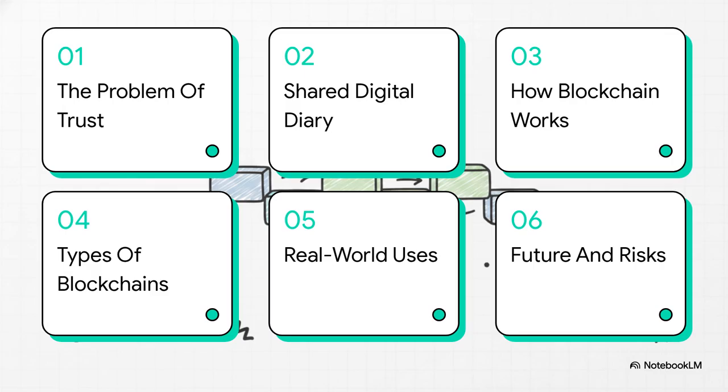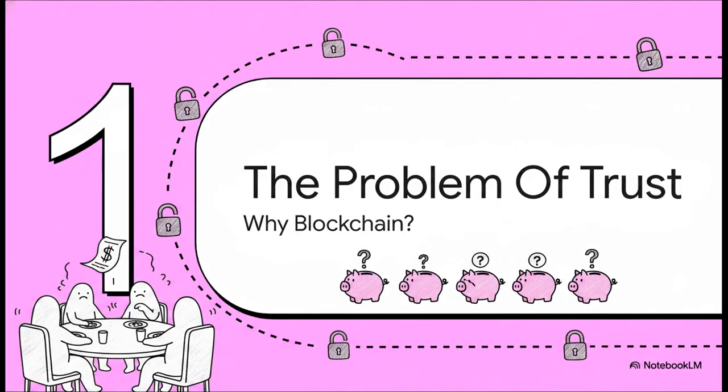To get there, here's our roadmap for today. We'll start with the problem of trust, introduce the shared digital diary, and look at how a blockchain works. Next, we'll cover types of blockchains, real-world uses, and we'll wrap it all up with the future and its risks. Section 1. The problem of trust.